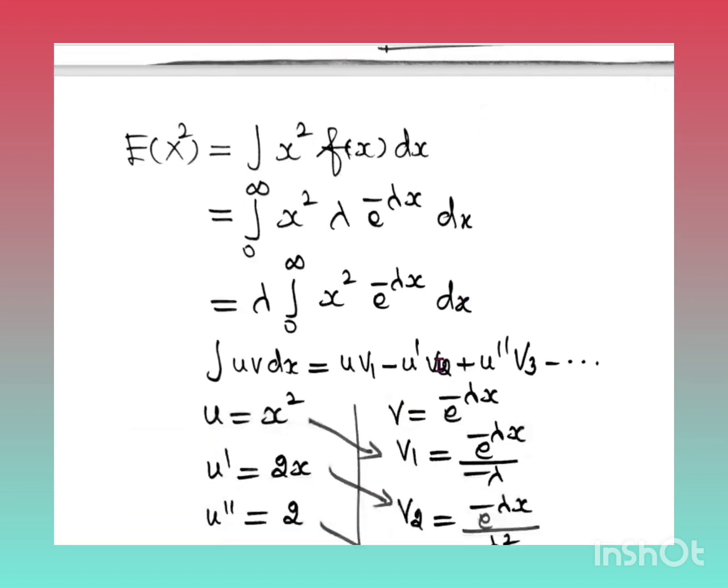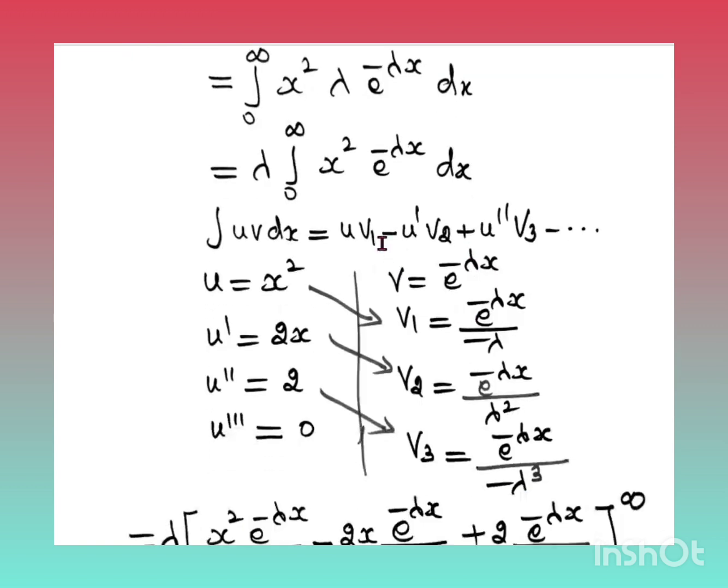E of x square, the expectation of x square, is equal to the integral of x square into f of x dx. Integral over the limit 0 to infinity of x square into lambda into e power minus lambda x into dx. So lambda into the integral over the limit 0 to infinity of x square e power minus lambda x dx. Again, you have to use Bernoulli's formula. U is equal to x square. V is equal to e power minus lambda x.